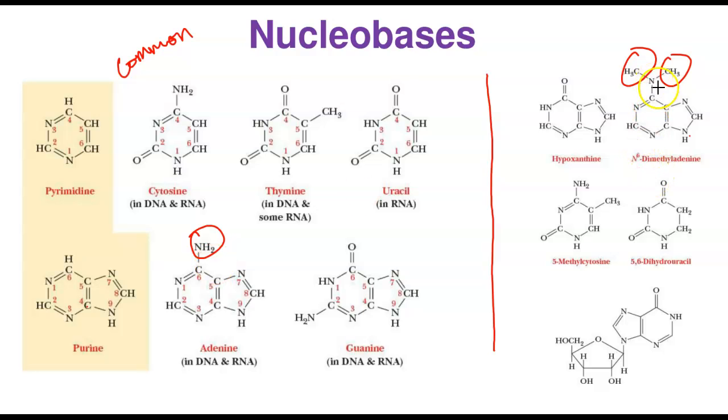The nitrogen is on carbon number 6, and this carbon number 6 contains this nitrogen. That's why we call it N6. Here we have 5-methyl cytosine, 5,6-dihydrouracil. So these are those less common ones, and we're going to be talking about them.